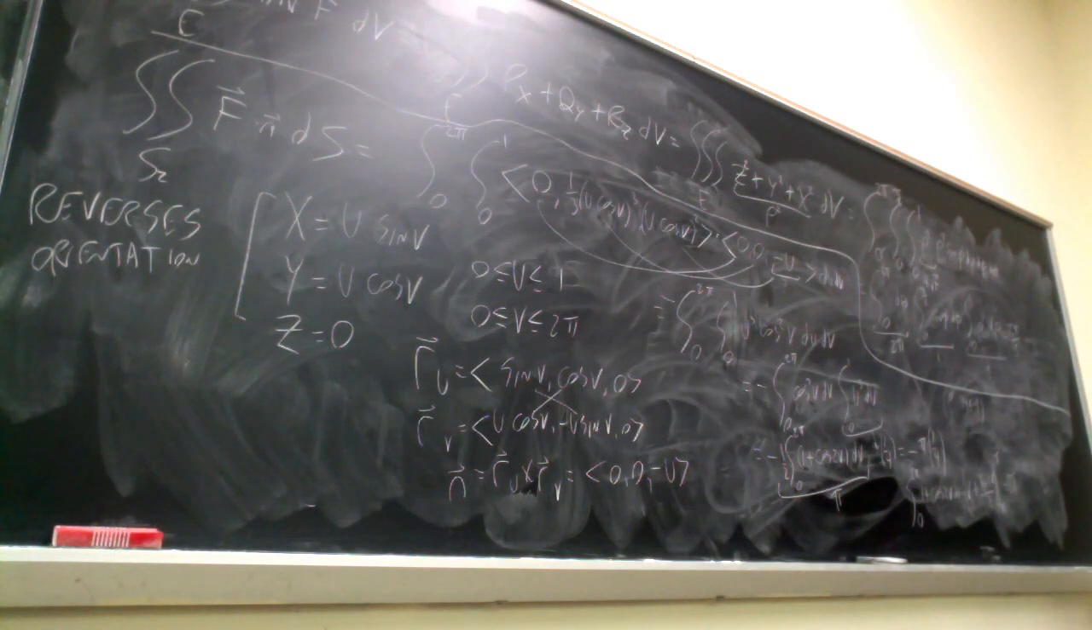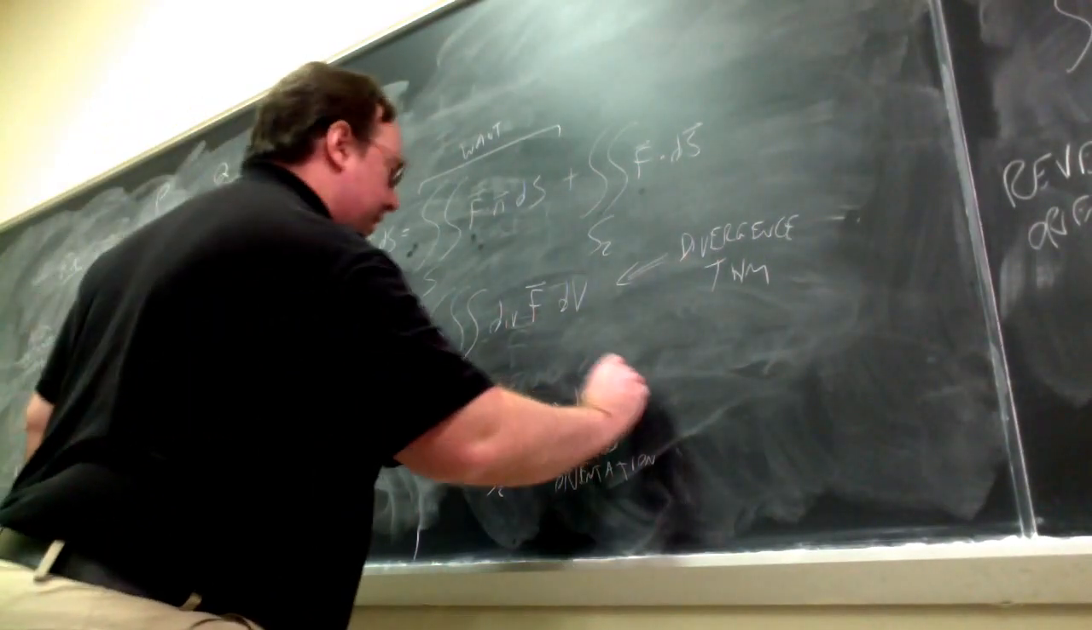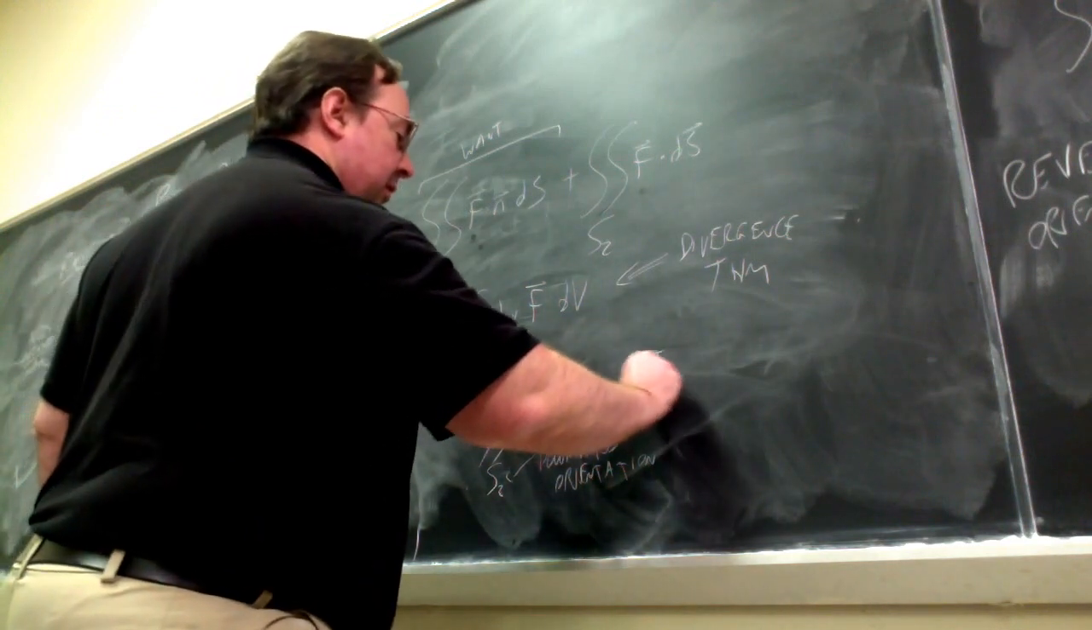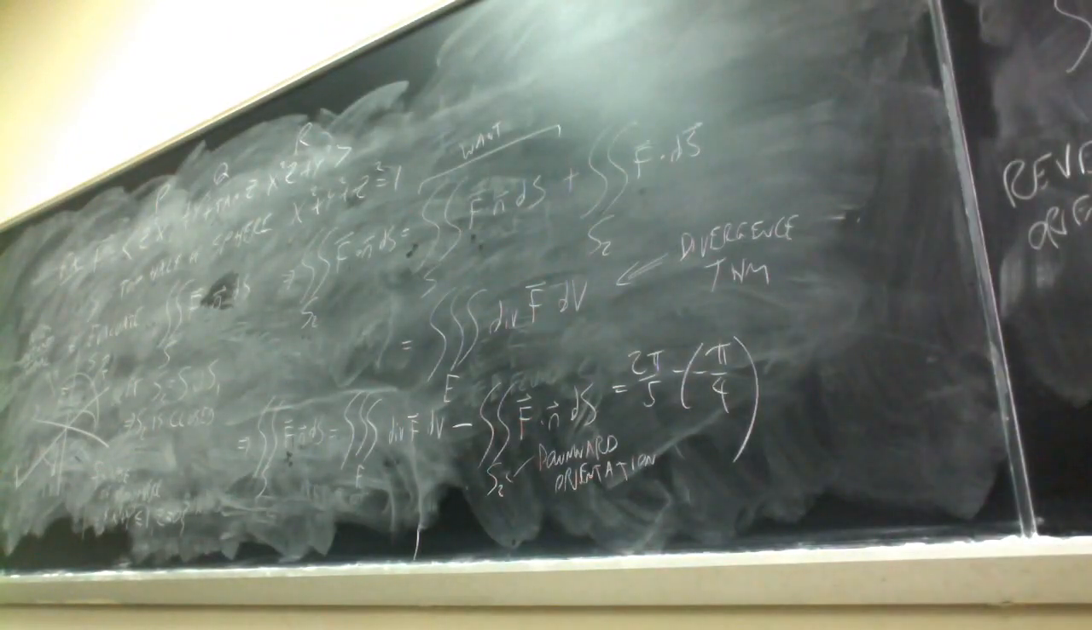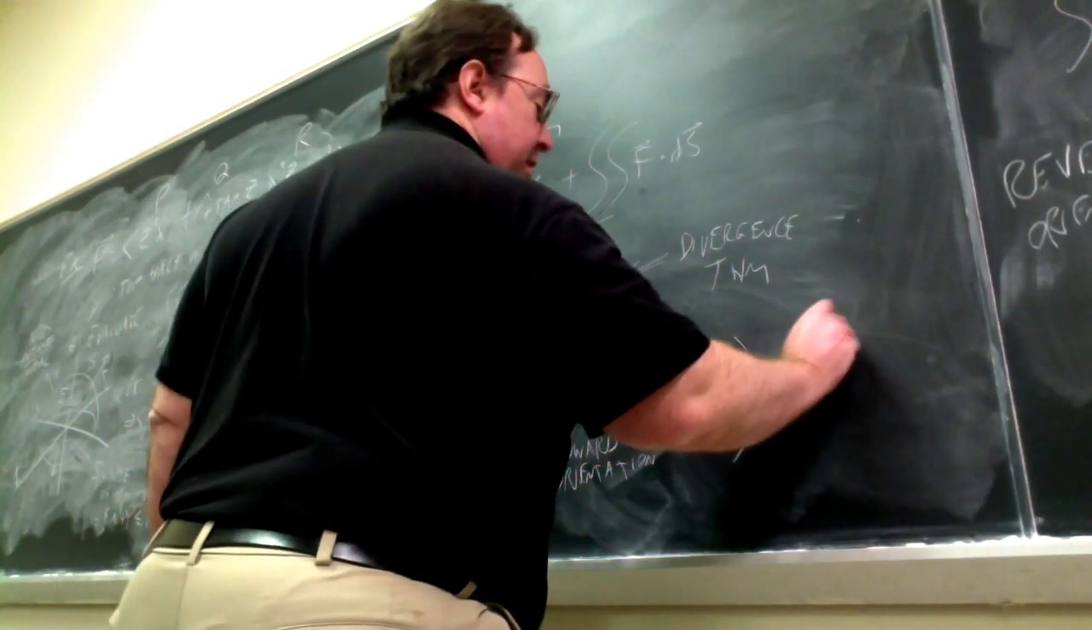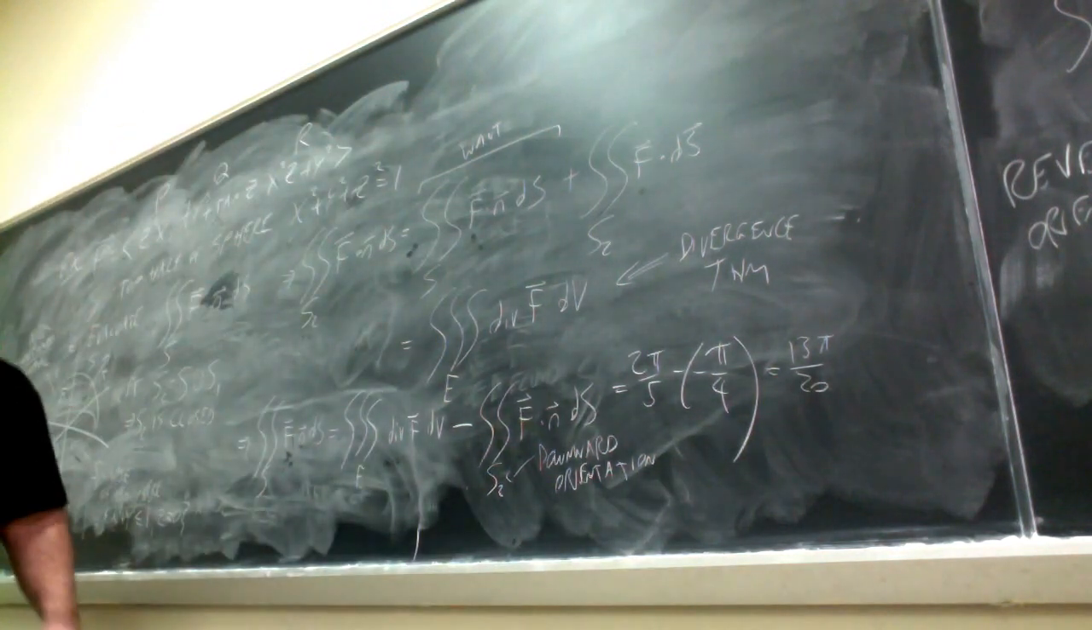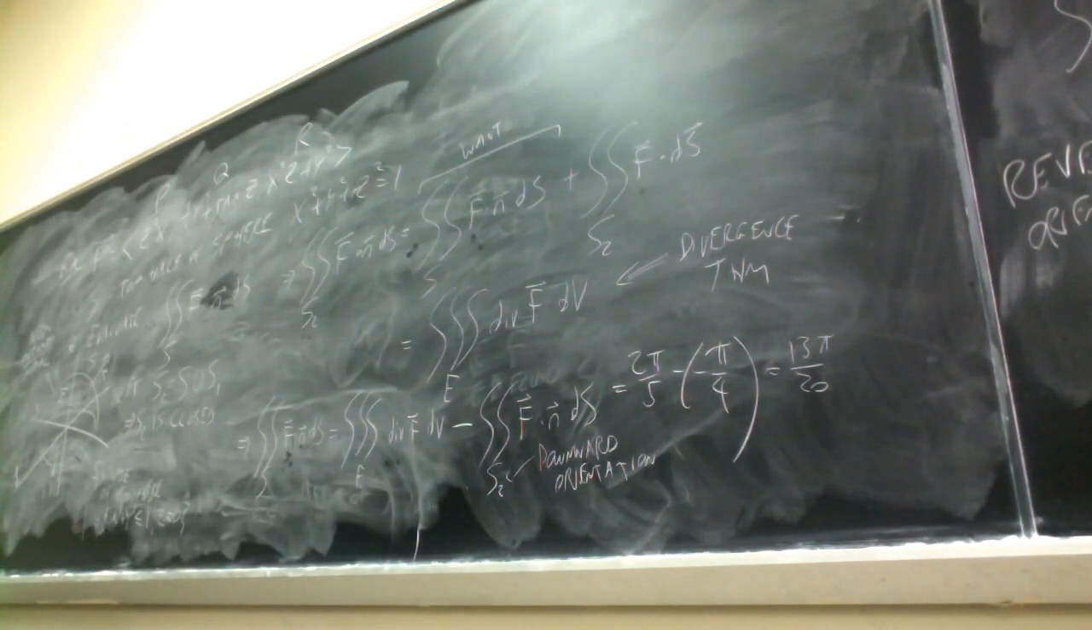Okay. So we got 2 pi over 5 for the first integral, minus pi over 4, it's all boxes, for the second integral. So now we can go back to our original problem. So this turned out to be 2 pi over 5 minus a minus pi over 4. So you get 8 over 20 plus 5 over 20, so you get 13 pi over 20 as your final answer. All right, so any questions about this one?